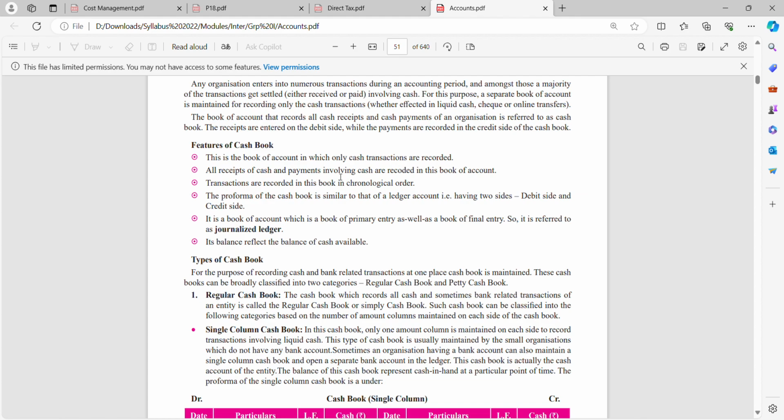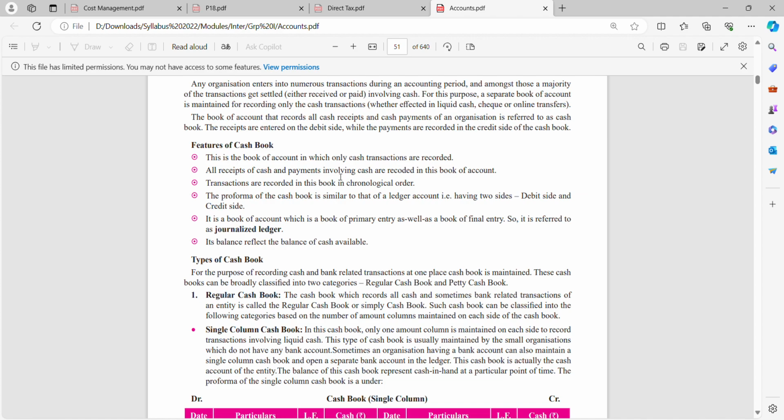So we have regular cash book and we have single column cash book. What is regular cash book? Regular cash book is nothing but cash book which records all cash and bank related transactions of an entity, and is called a regular cash book or simply cash book. So we record all bank related transactions, all cash related transactions here. Such cash books can be classified into the following categories based on the number of amount columns maintained on each side of the cash book. Then we have single column cash book.